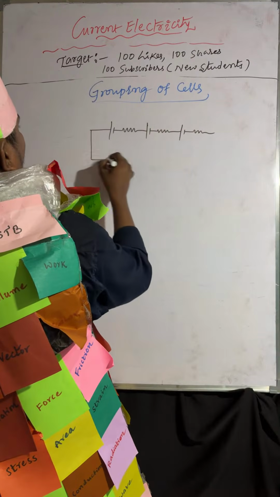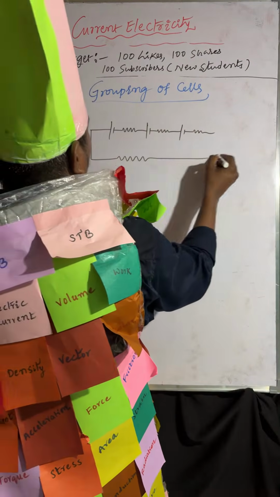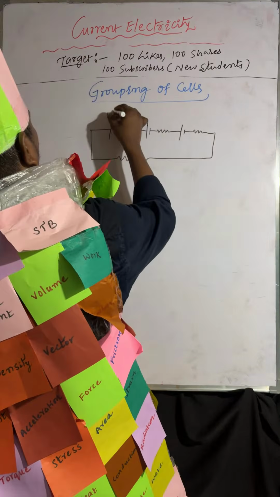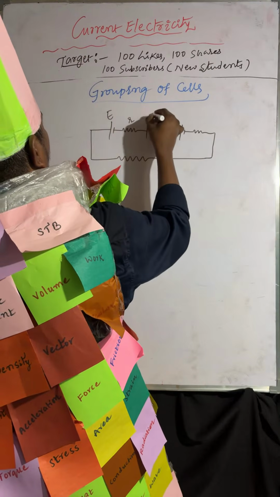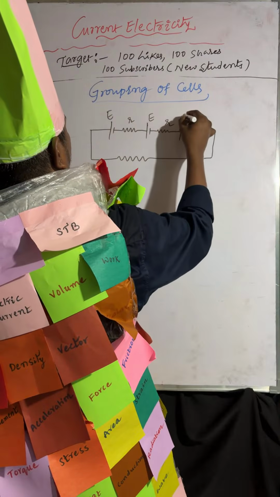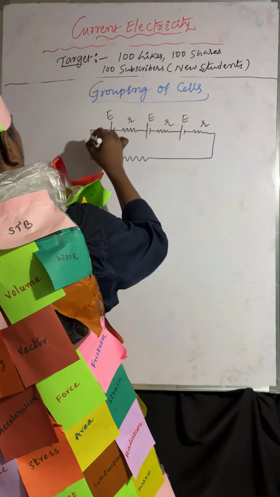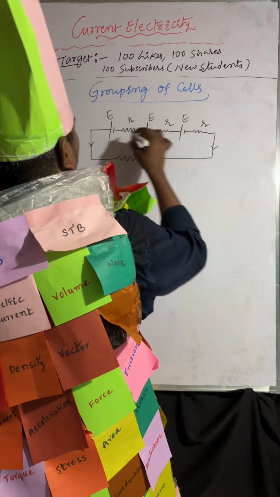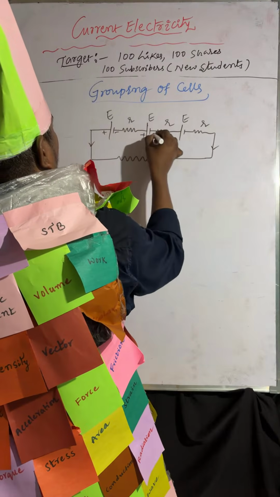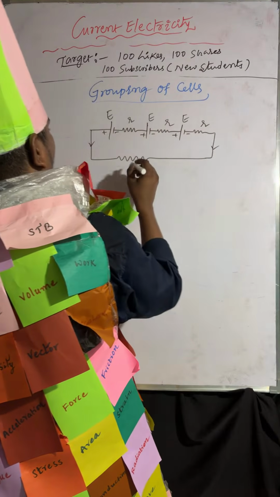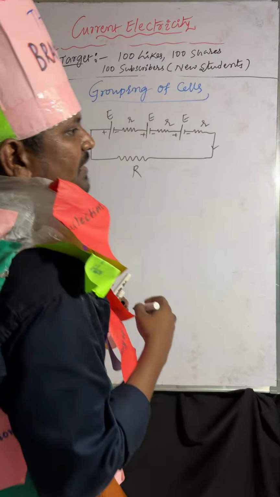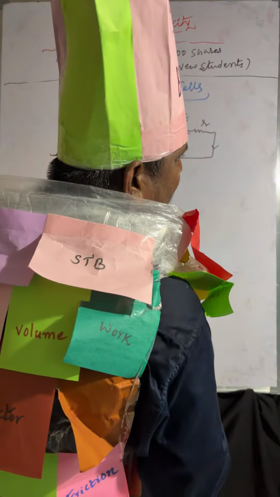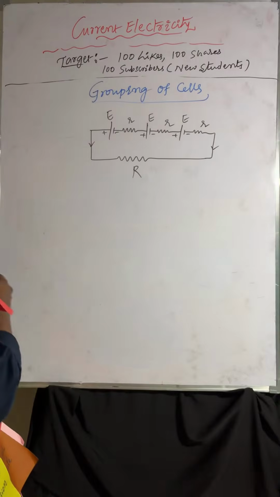So one, I am taking a resistor. EMF, internal resistance, EMF, internal resistance, EMF, internal resistance, current is flowing. Positive, negative, positive, negative, positive, negative. So this is external resistance. Understood or not? I hope it is very clear.